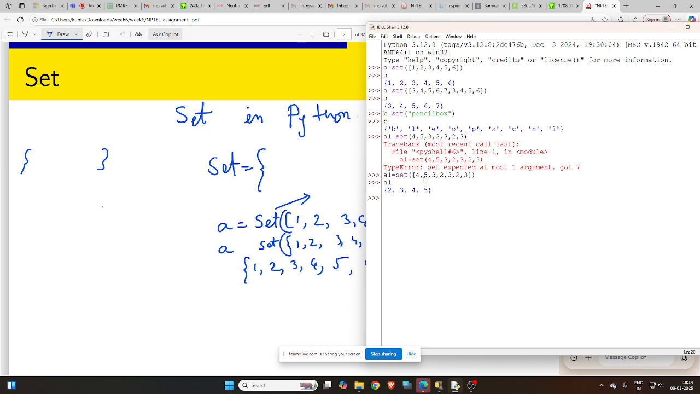So what should it be? It should be 4, 5, 3, 2, because I already told you it will remove all the duplicates. But it will shuffle and put them in an ordered manner: at the very first 2, then 3, then 4, and then 5. So the ordering is a little bit random for this set, but it will remove all the duplicate things from the list of numbers, and from the string as well. So let me write another example here.